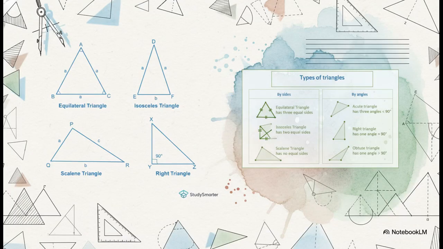And would you just look at the variety we have here? It's amazing. You can sort them by the length of their sides, like an equilateral triangle where every side is exactly the same. Or you could classify them by their angles, like a right-angled triangle with that perfect, crisp 90-degree corner. Each one is like a specialized tool in your toolbox, designed for a totally different job.